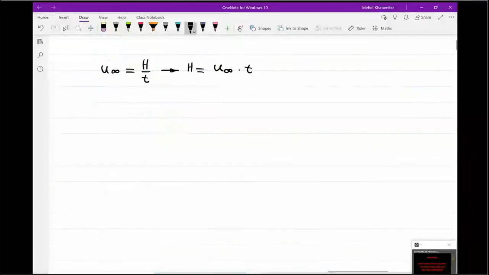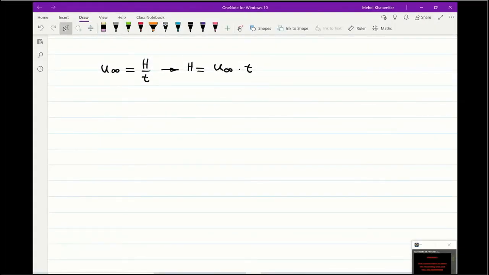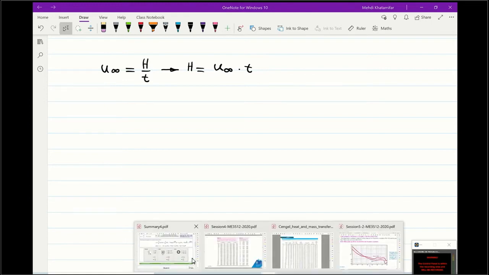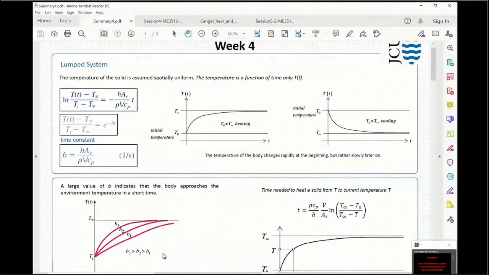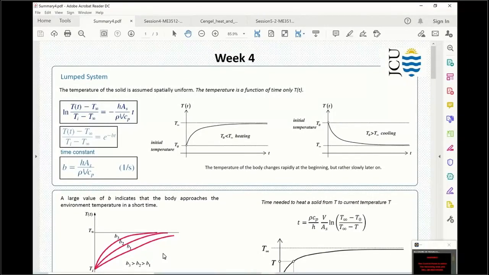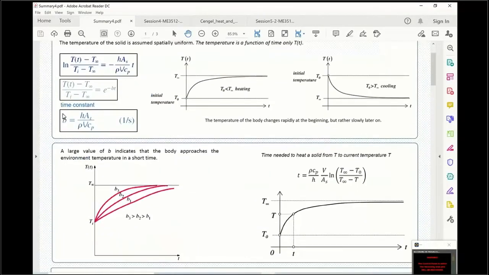Okay, so if I want to find the time for cooling an object, I remember that last week we talked about this. It was about conduction, about lumped analysis, and we had basically two solutions. Let me go back and check this. So this is week 4, and we said we can have a lumped system and easily calculate time using this formula.